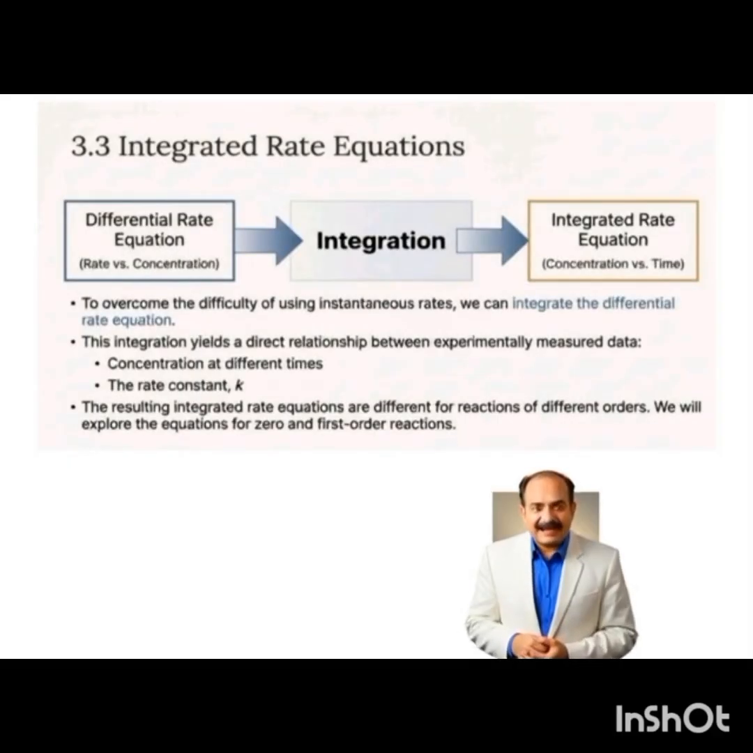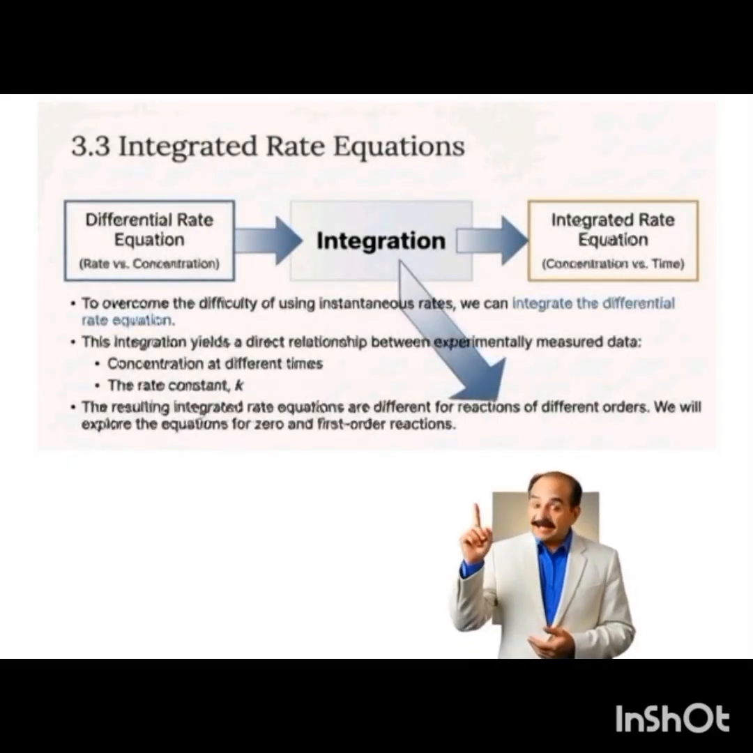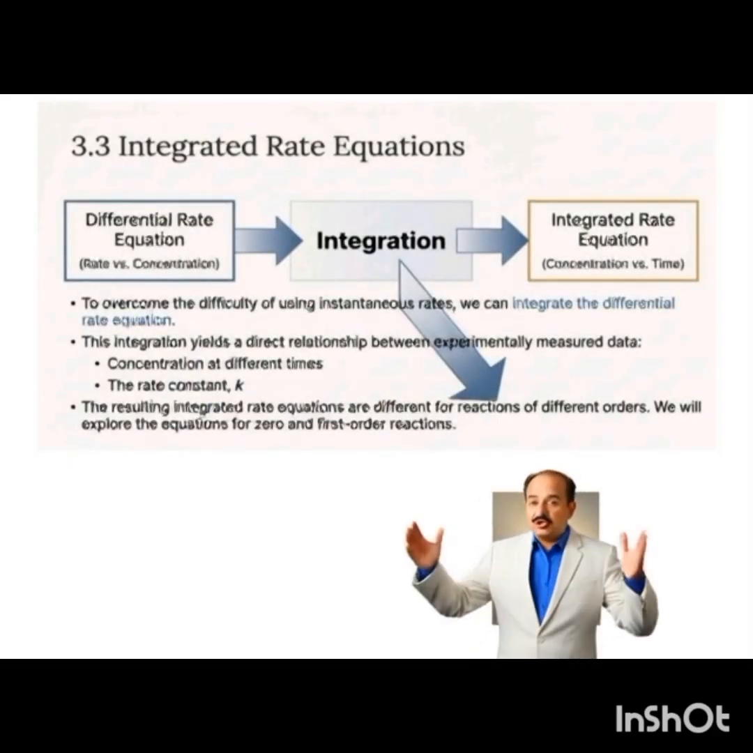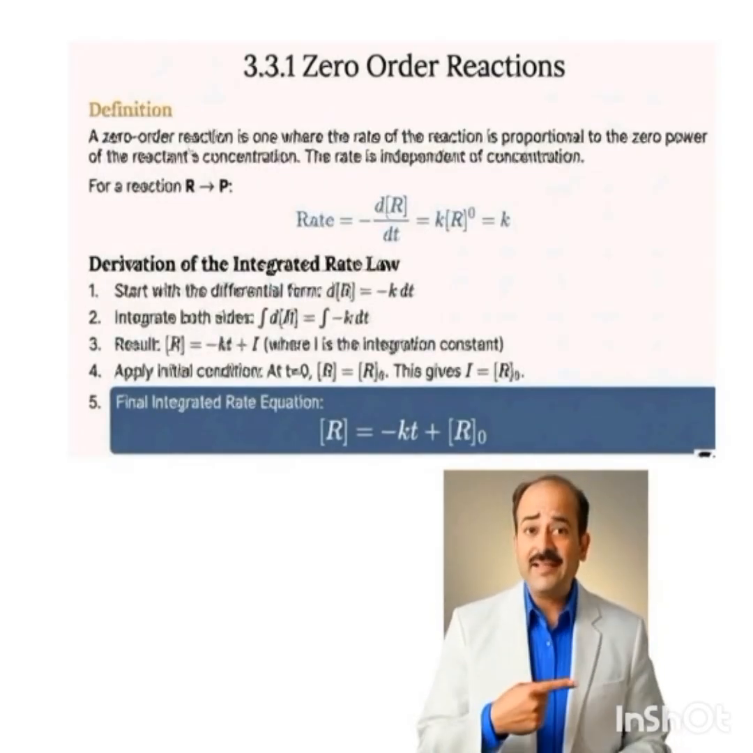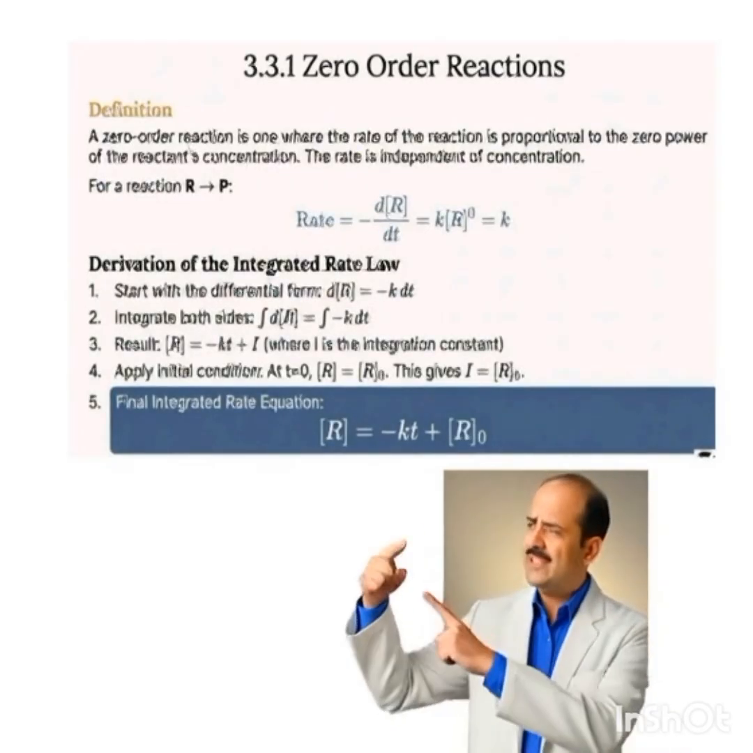Let us look at integrated rate equations. We integrate the differential rate equation. This gives us concentration versus time. A zero-order reaction is one where the rate of the reaction is independent of concentration. Rate R equals minus kt plus R naught.